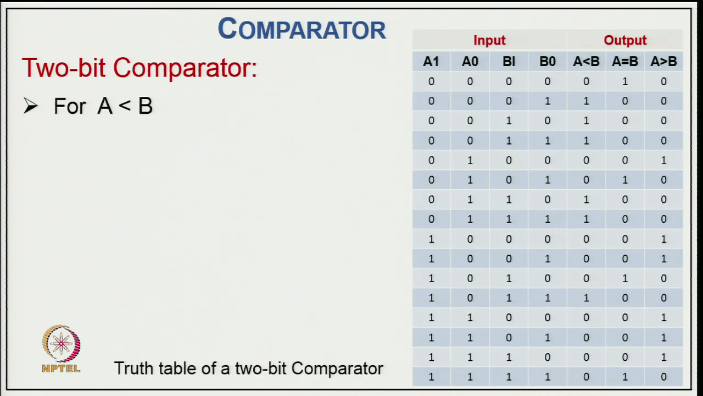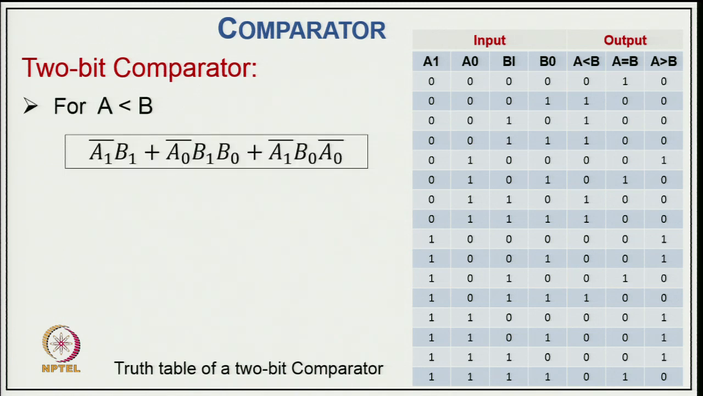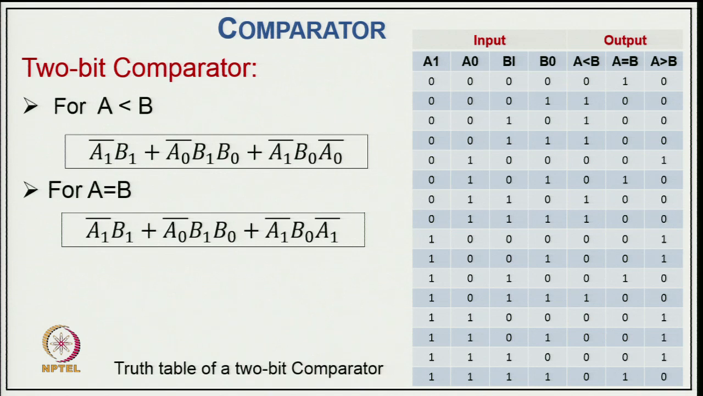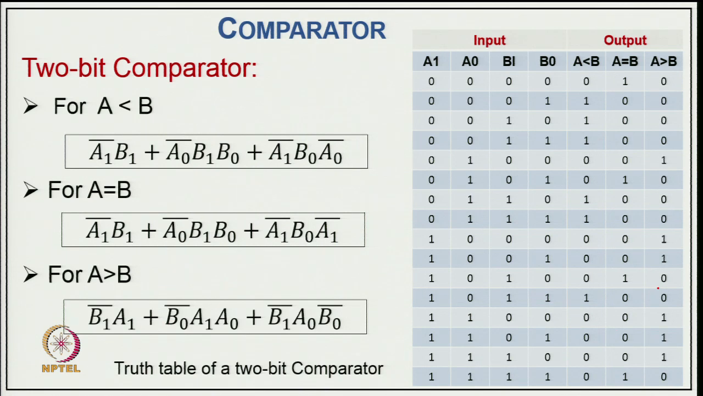So, for this we can say A is less than B, where A consists of A1 and A0. Similarly, if you look into the lookup table, the conditions are mentioned for all three. Here we have the condition A less than B, this is A equal to B, and this is A greater than B. So, for A less than B, we take only those terms where there is a 1. Then for A equal to B, we take the terms where we have a 1, and this is the third condition when A is greater than B, where we have a 1. These are all the terms.